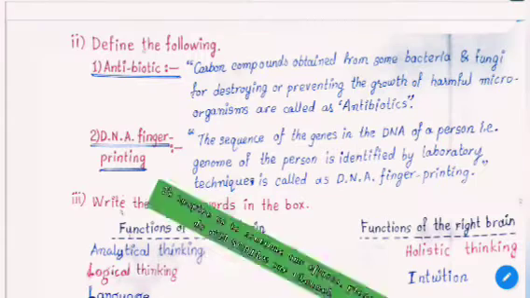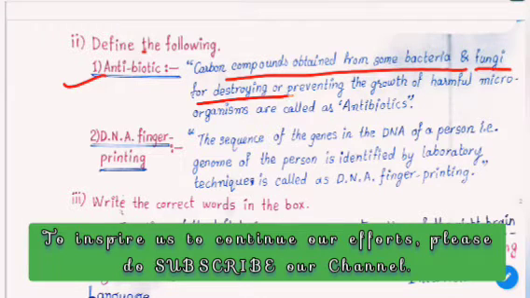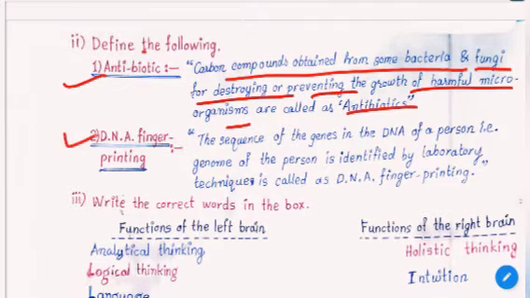The next question is define the following terms. Firstly, define antibiotic. Carbon compounds obtained from some bacteria and fungi for destroying or preventing the growth of harmful microorganisms are called antibiotics. Now DNA fingerprinting. The sequence of the genes in the DNA of a person, that is the genome of the person, identified by laboratory techniques is called DNA fingerprinting.